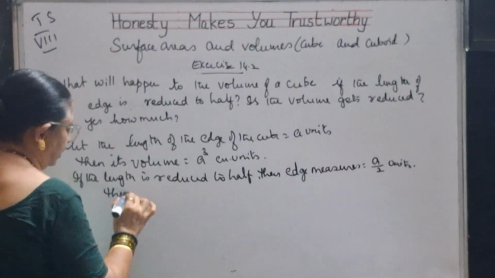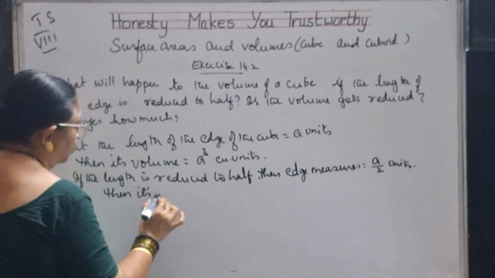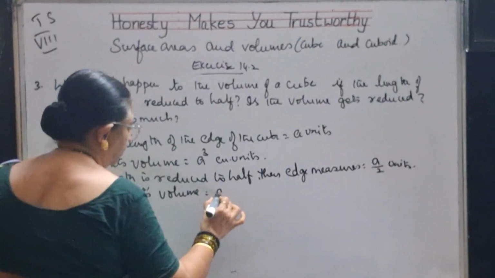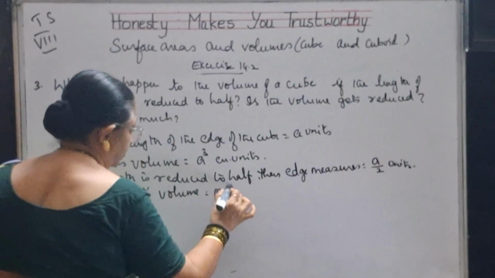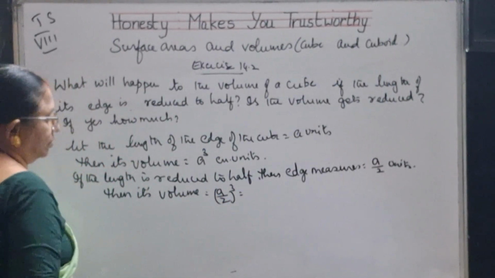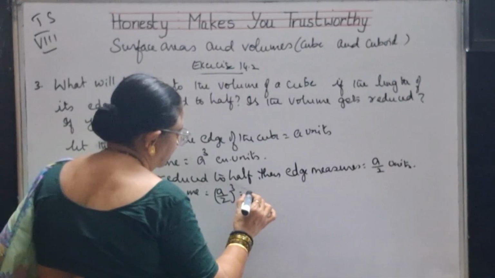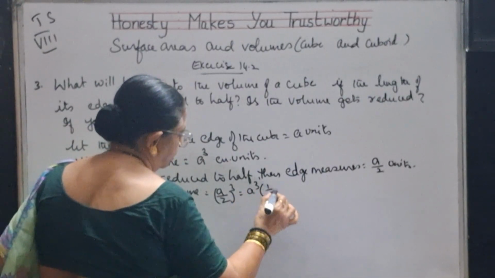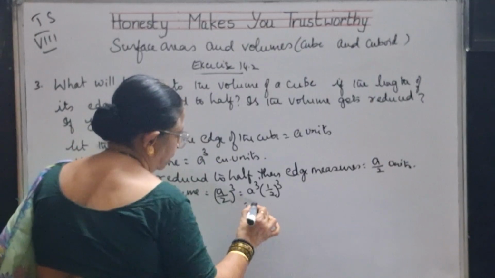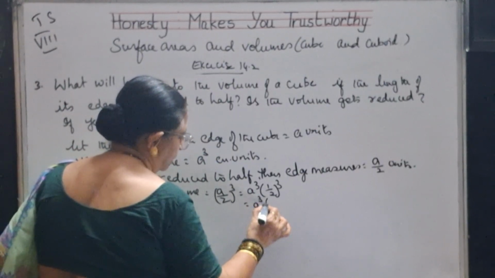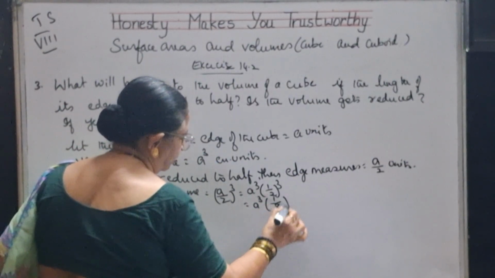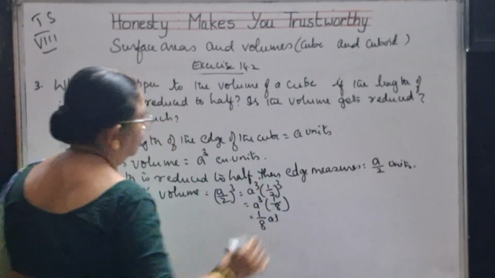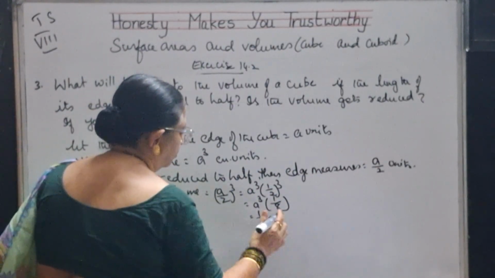Then what is its volume? Volume is equal to A by 2 whole cube. So this is nothing but A cube into 1 by 2 whole cube. That is A cube into 1 by 8. That means 1 by 8 A cube is the volume.